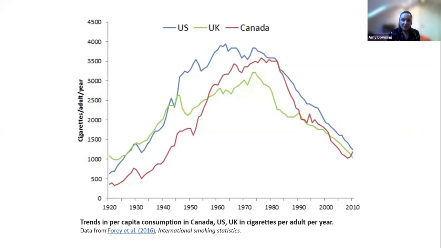So this graph here shows, excuse me, trends in tobacco consumption in the US, the UK and Canada. And the patterns in all three countries are fairly similar. So since the 1920s, you can see that smoking really increased rapidly, and it reached a peak in about the 70s and 80s. But since people realised the harms associated with smoking, rates have come down quite rapidly.